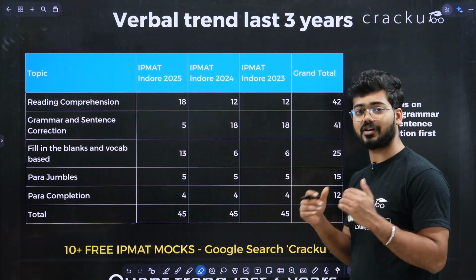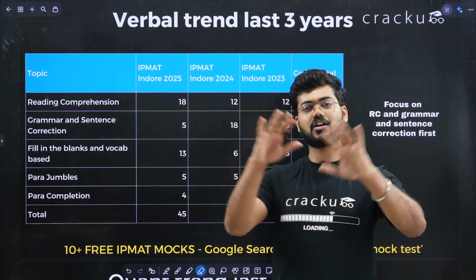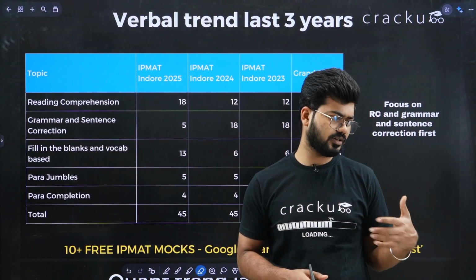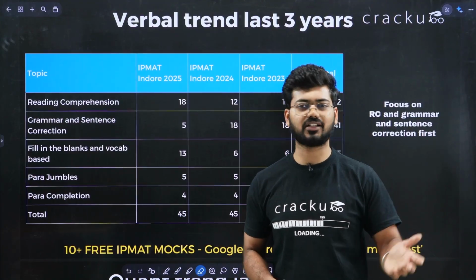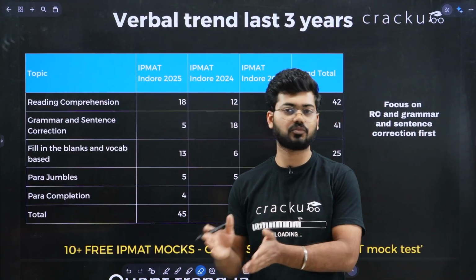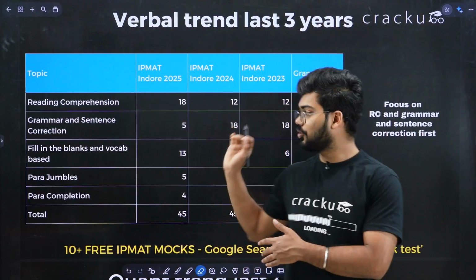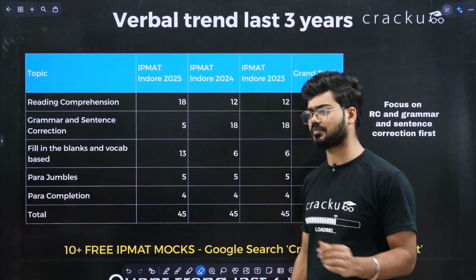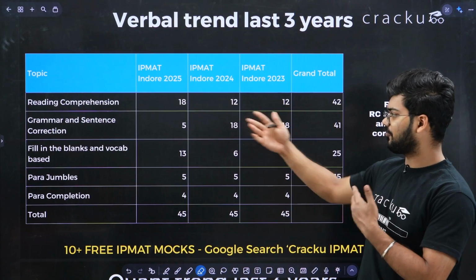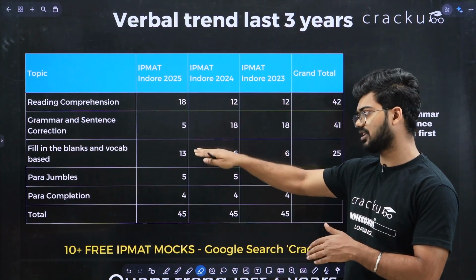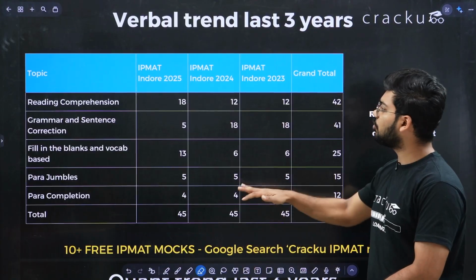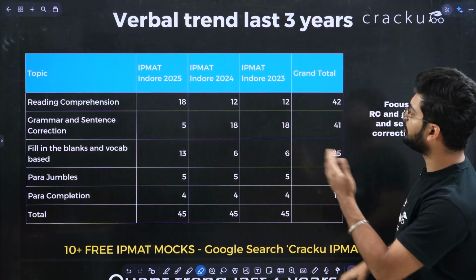You should know grammar really well. Vocab is like a huge ocean. There are some specific, most probable words. You can get a list of the thousand most important words, but you cannot afford to miss grammar rules. You should learn those, practice those, because it will help you not just in one specific area, it will help you in fill in the blanks also, and sometimes para completion too. So this is the whole overview of the verbal trend.